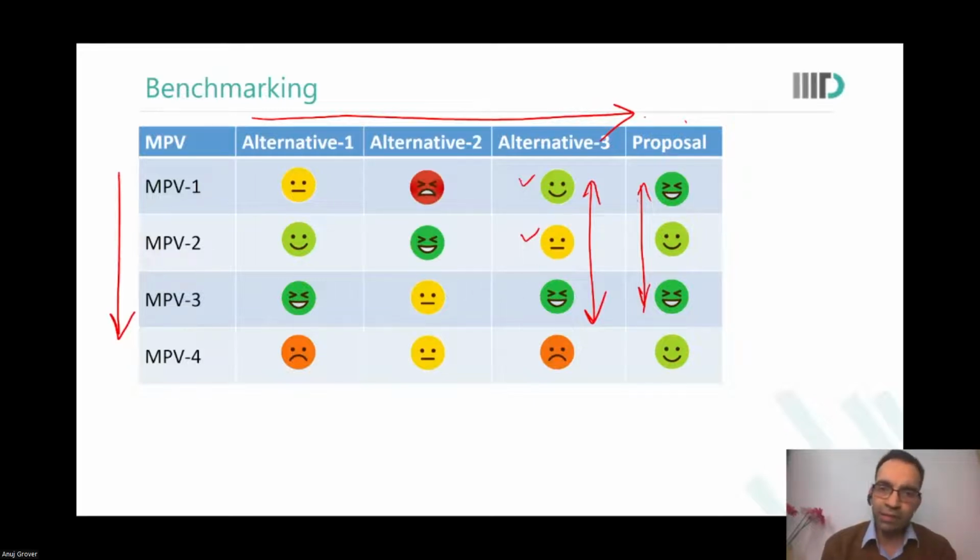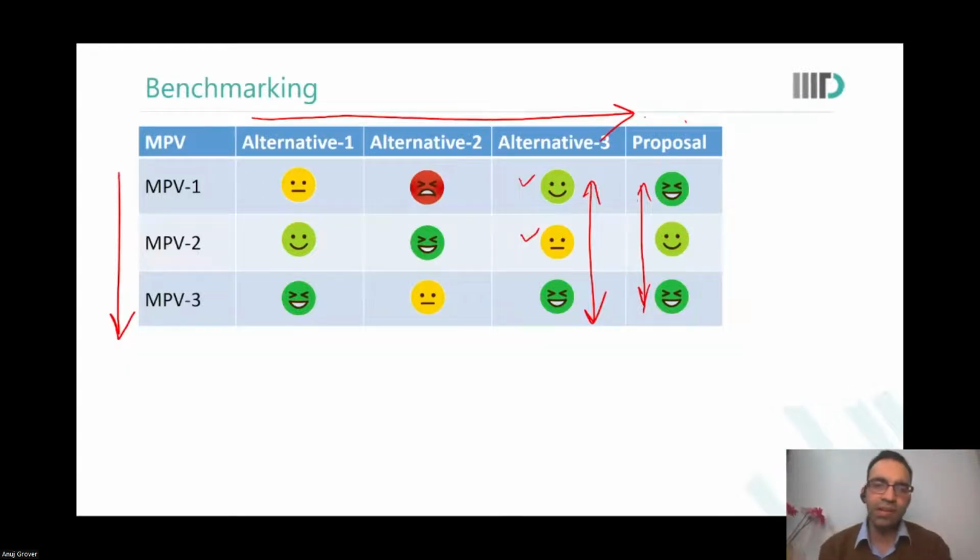So we made this colored smiley scale. The red frowning one is, oh, terrible, and the dark green joyful one is, oh, I'm happy. So we make the scale, and we see that until MPV4 was introduced, MPV3 is very close to what we want. So if we can simply improvise alternative 3, we could be as good as our proposal. So that is the solution that we pick up and that we improvise on.